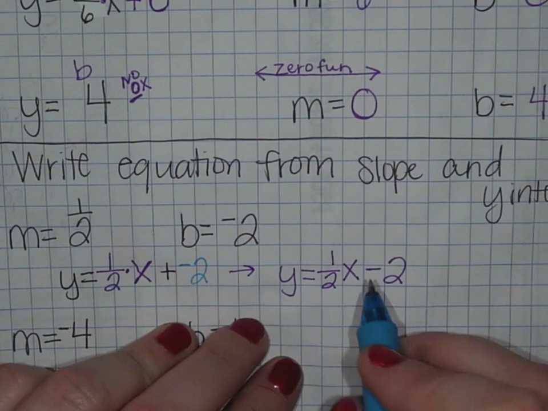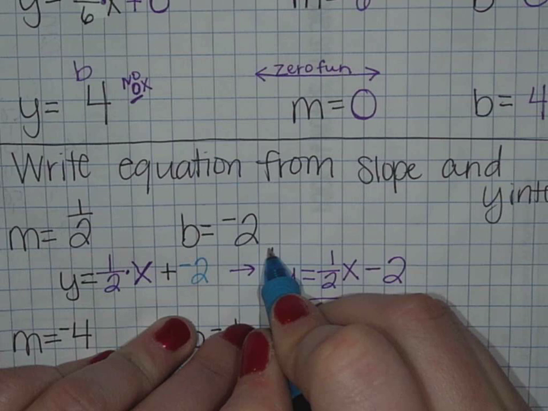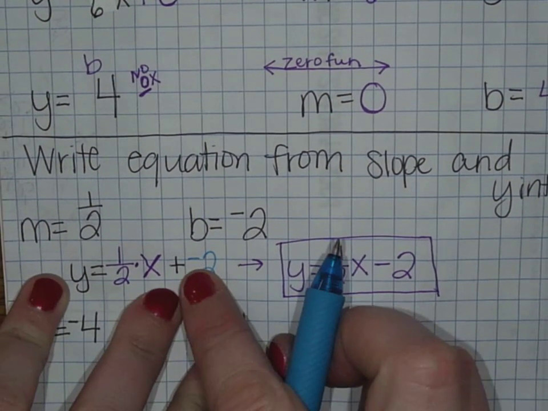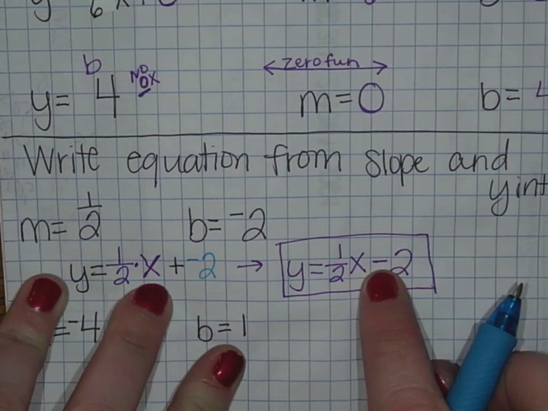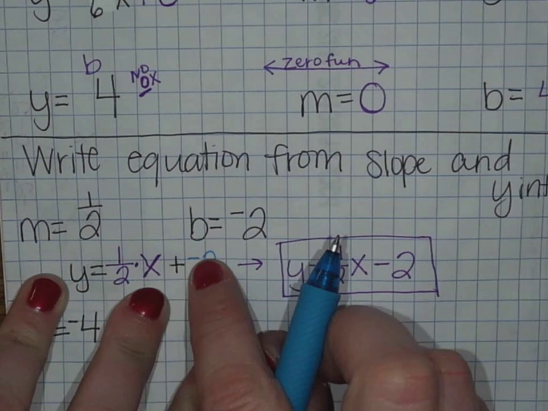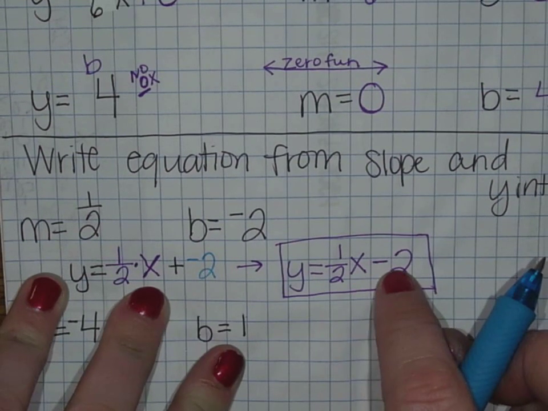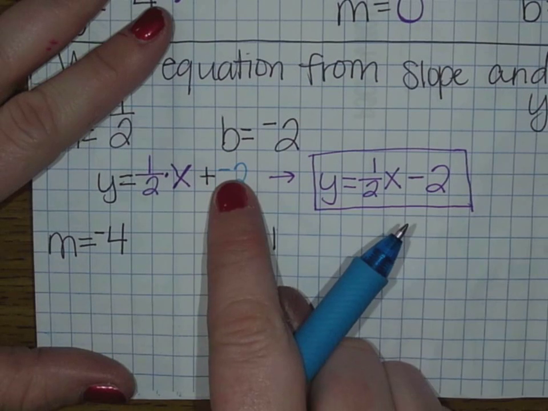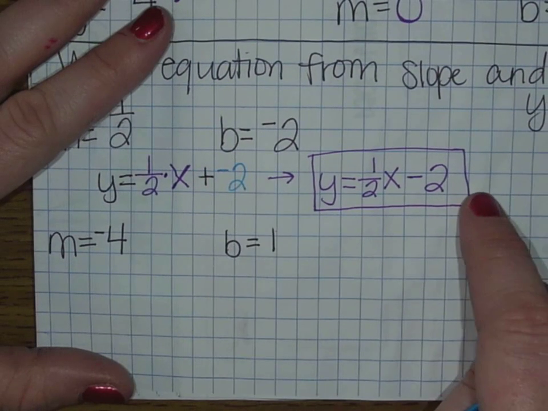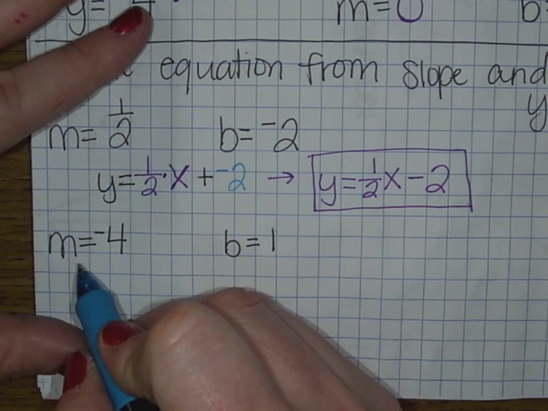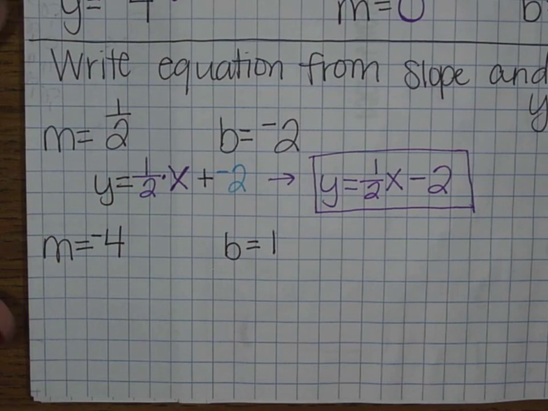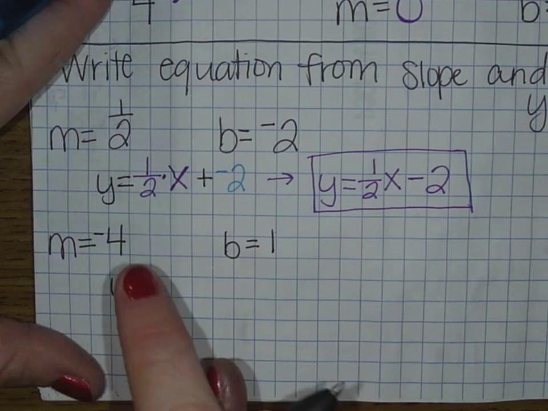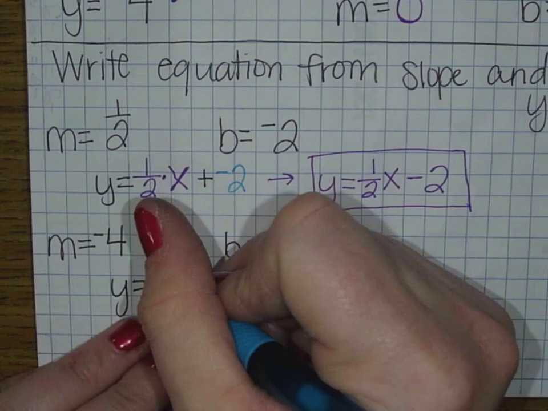Math people are lazy, and they don't want to write plus a negative. They're going to just change that to subtraction. Adding a negative number is the same thing as subtracting. If the bank gives you negative dollars, they're actually taking money away. Okay, then this last one, y equals, the m multiplies by x. You're going to hear me say that over and over.